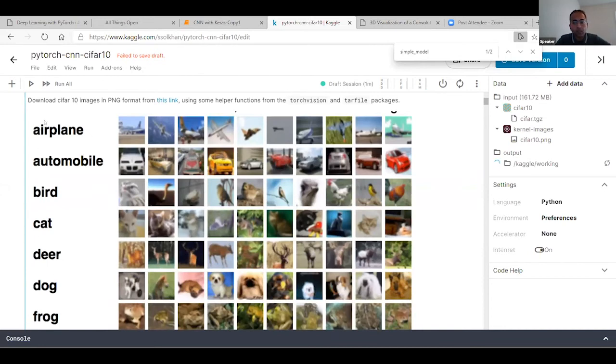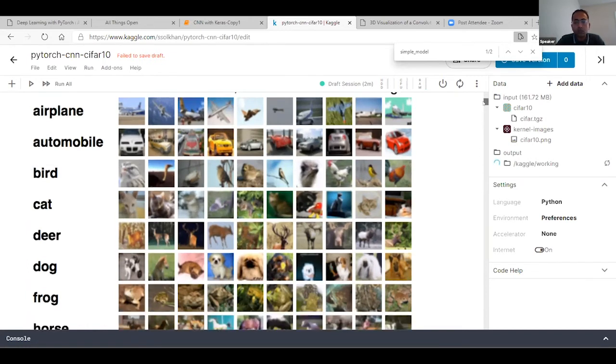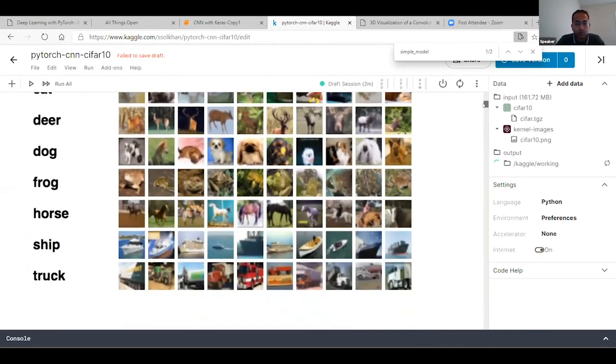On the left-hand side are the 10 kinds of classification. We are going to train our CNN using this data set, which has around 5,000 to 6,000 images of each of these objects. Then, given any object, it should be able to detect whether it's an airplane or a horse, for example.